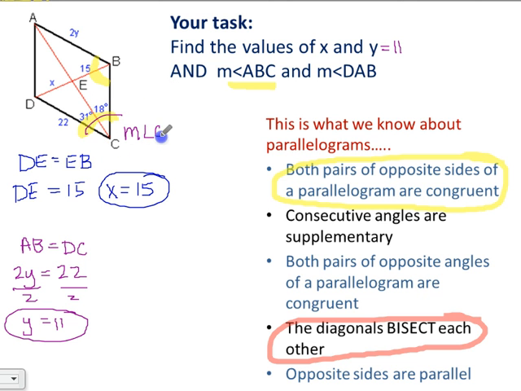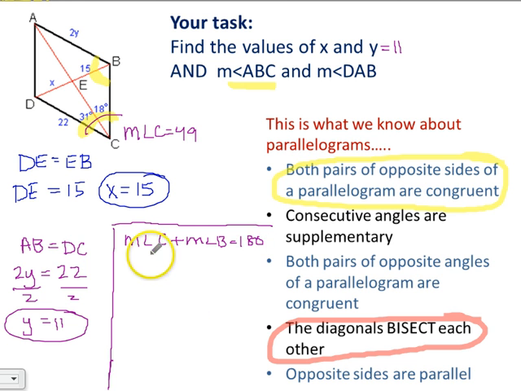So the measurement of angle C is 49 degrees. So knowing that, let's do a little box here. The measurement of angle C plus the measurement of angle B has to add up to 180 degrees. Well, we know the measurement of angle C is 49. We don't know the measurement of angle B. That's what we're trying to figure out. But now we have enough information that we can figure that out.